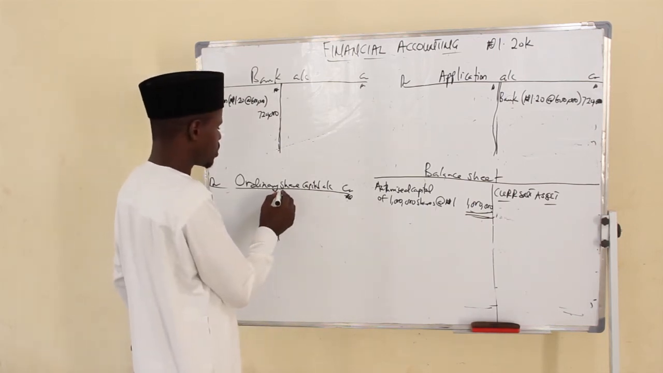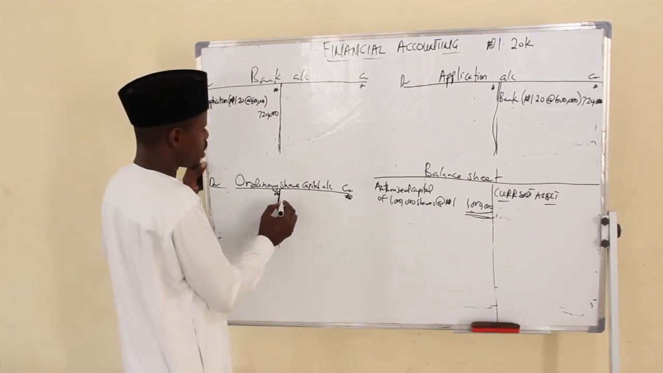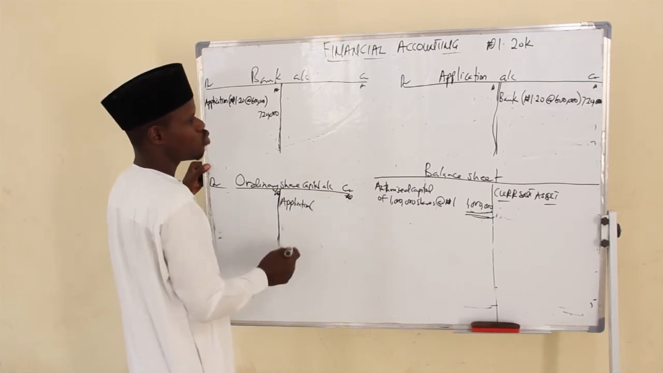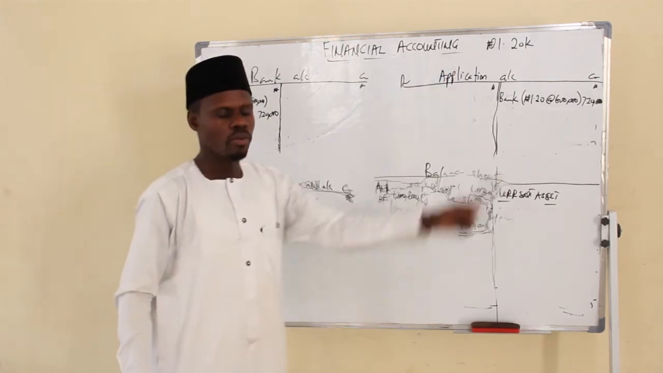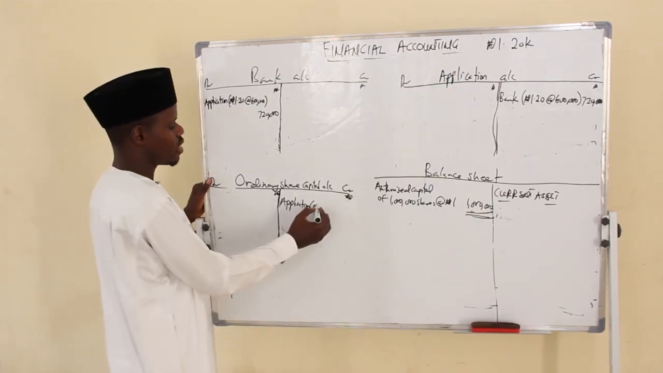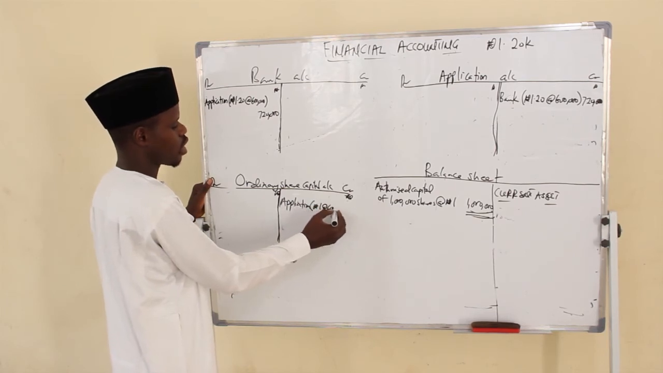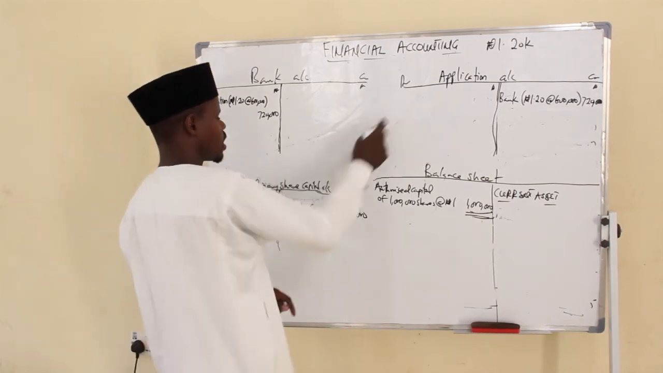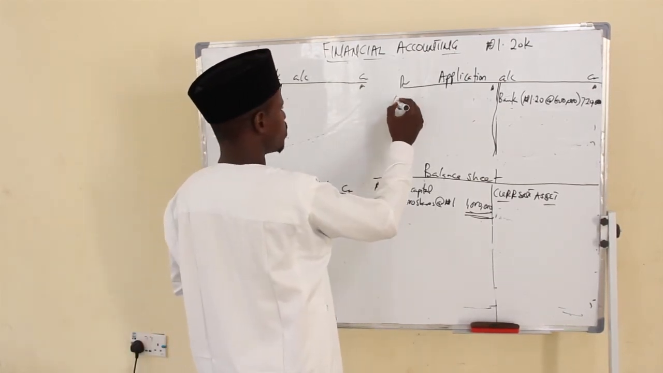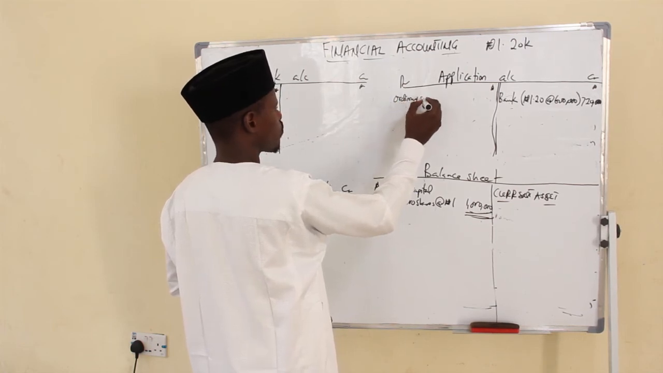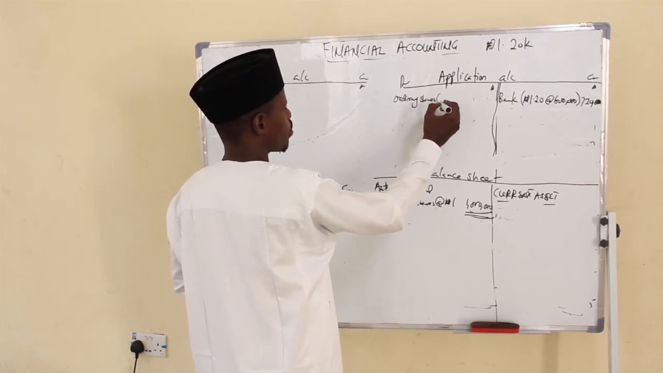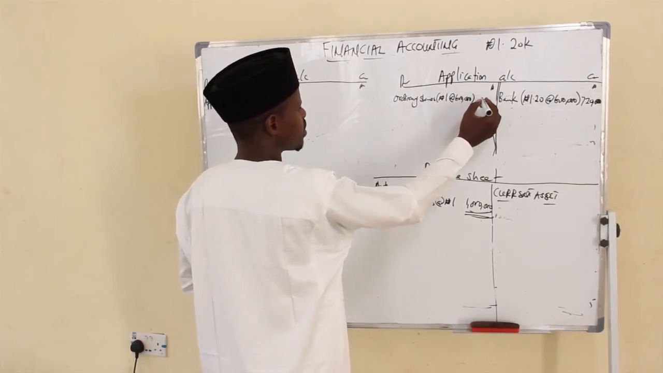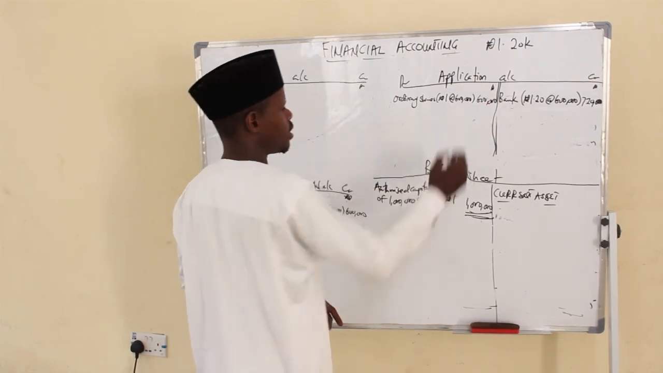Now, for the ordinary shares, you have application here. Now, you will not write at 1 naira 20 kobo, but rather you write at the nominal value, which is 1 naira at 600,000. This will give us 600,000. You come to the application account to write the corresponding entry. You write ordinary shares, ₦1 at 600,000. This will give us 600,000 naira.